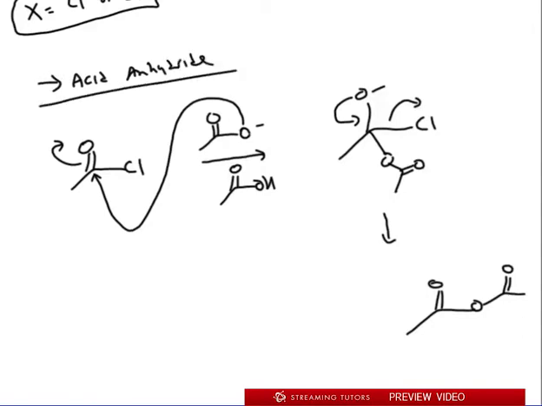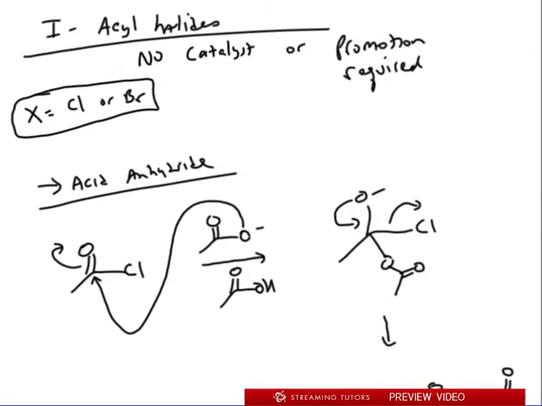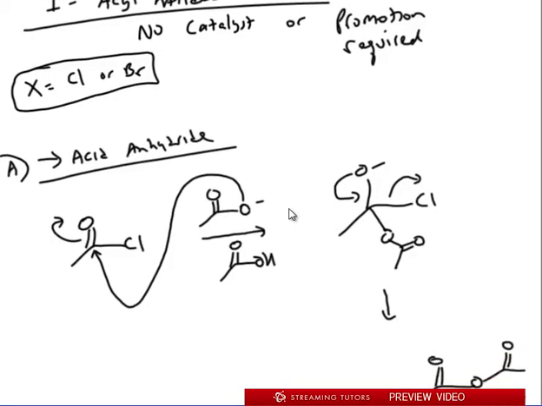Okay, that's the first one. Now this is an independent idea on all acyl halides. So this is A. Now B, let's talk about converting it to, down below the acid anhydride, the ester.